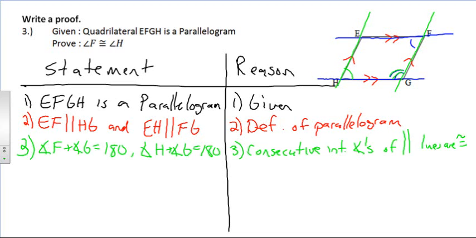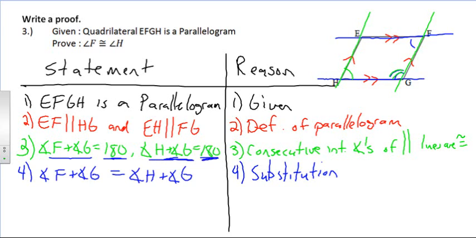Well, now I can do a little bit of substitution here. What am I going to substitute? Well, I'm going to substitute some of these angles in for each other. I know that angle F plus angle G add up to 180. I also know that angle H and angle G also add up to 180. Well, if they both add up to 180, I can replace one with the other here, because if they're both equal to 180, they're equal to each other.